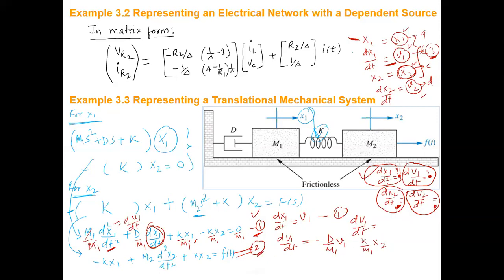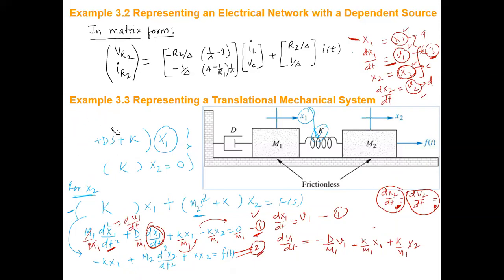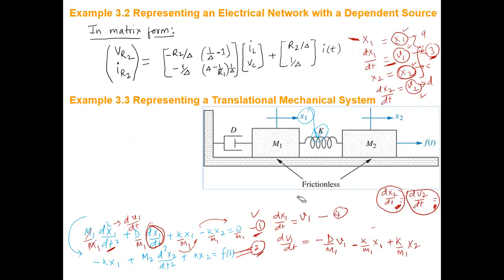Let me do it this way. Let me talk about this guy first, because I missed it. This goes to my right-hand side and becomes minus kx1. Then this guy goes to the right-hand side and becomes plus k over m1 x2. There. Okay, so far so good, right?